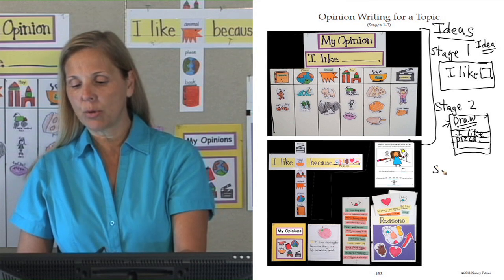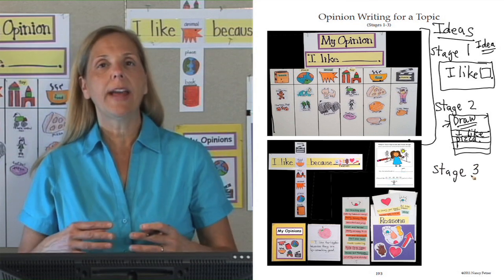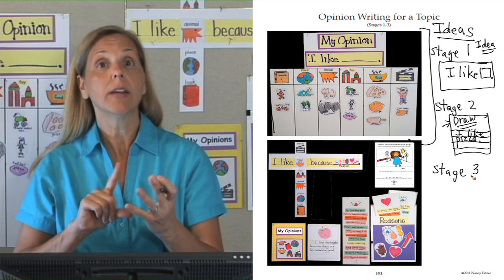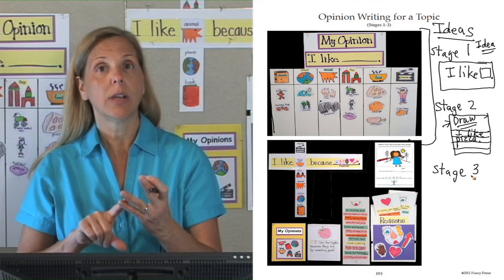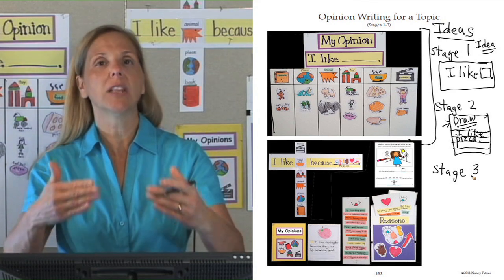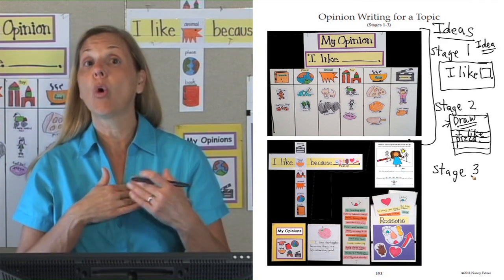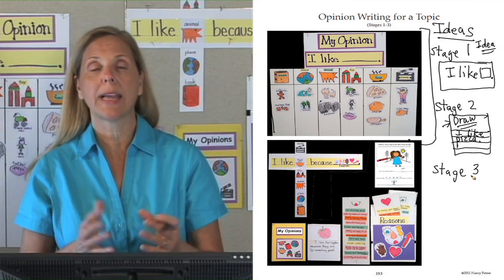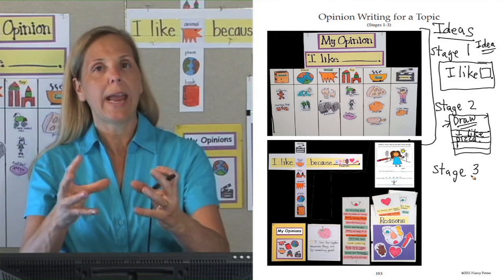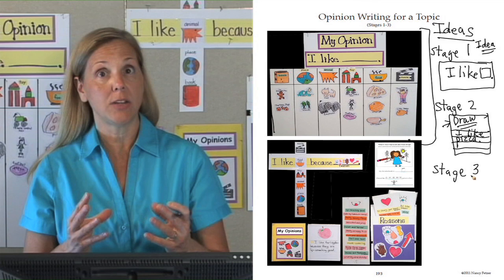Let's go to stage 3. Stage 3, they now have had practice identifying a topic, who or what they're going to have an opinion about. Then they are making their opinion statement, saying what they like. I like elephants. I like dogs. What they think or how they feel about a topic. And we're focusing mostly on what they like to keep it simple and within reach of what the children are first learning about opinion writing.